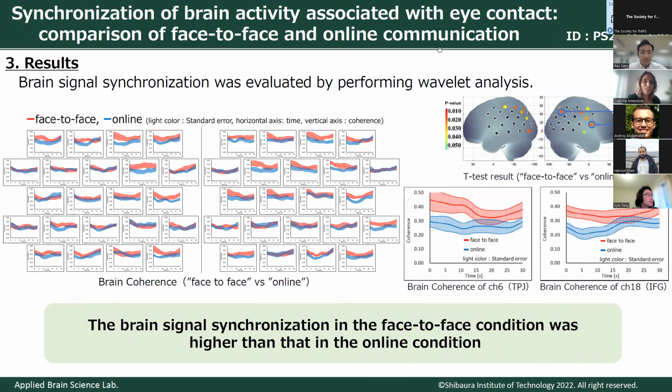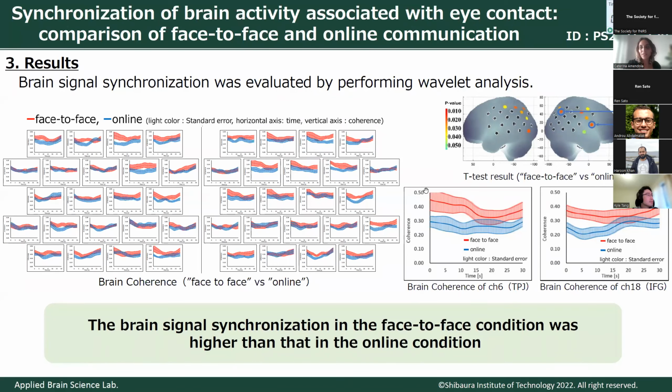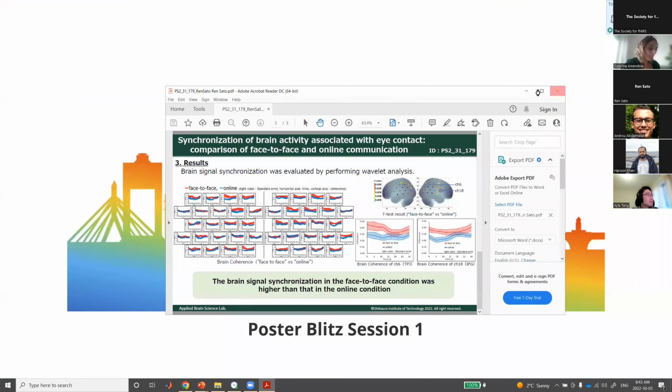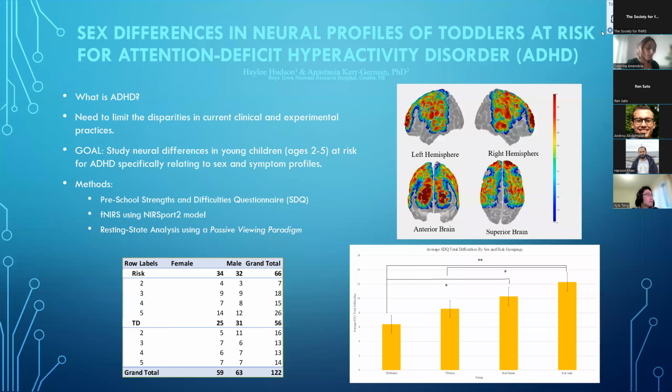Okay, thank you very much, Ren, for your great presentation. The next speaker is Hailey Hudson from Boys Town National Research Hospital, presenting the abstract titled "Sex Differences in Neural Profiles of Toddlers at Risk for Attention Deficit Hyperactivity Disorder." So maybe now, Hailey, you should be able to control the screen.